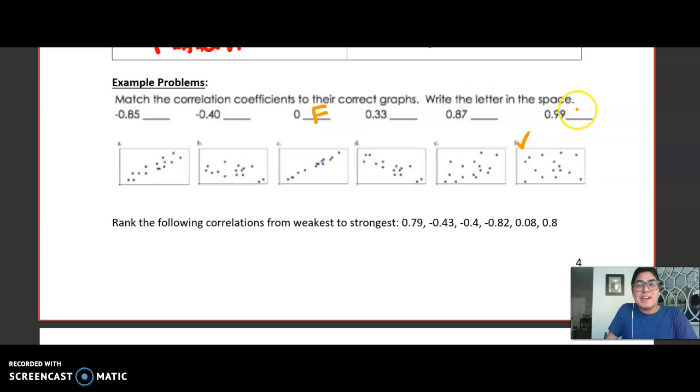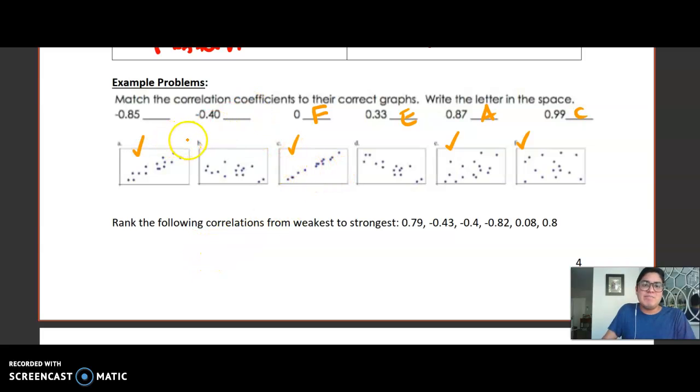Let's look here at 0.99. That is so close to 1. That's going to be almost perfect correlation. That's going to look like scatter plot C here. Okay, so then I can look at my 2 negatives and my 2 positives. And 0.33 is weak, whereas 0.87 would be considered strong. So for my 0.33, I need a weak and positive. Well, my only 2 positive options are A or E. So 0.33 looks like it'll go to option E. 0.87, strong and positive, that's going to go to option A there.